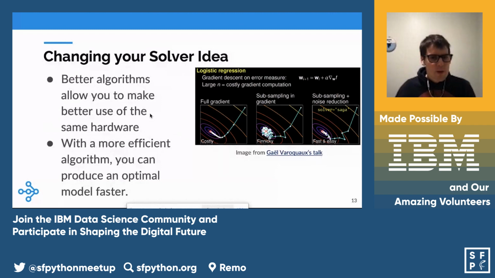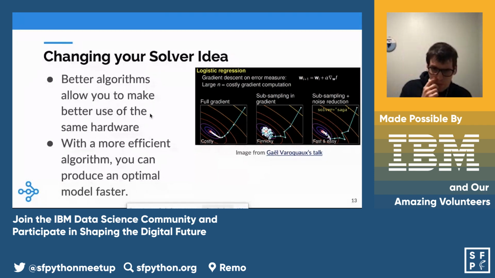So the idea here is what I mentioned earlier in this talk: when you have better algorithms, it allows you to make better use of the same hardware. If you have a more efficient algorithm, you can produce an optimal model faster. For example, with Scikit-Learn, there was a great talk by, I'm not going to attempt Gael's last name, but he was one of the first, and he's still a core contributor to Scikit-Learn. He wasn't the creator. I think it was originally a Summer of Code project.